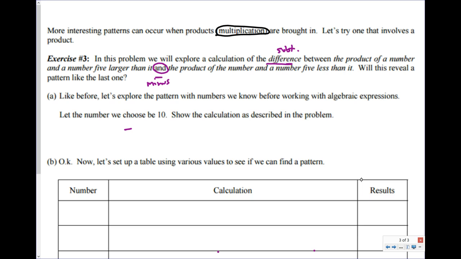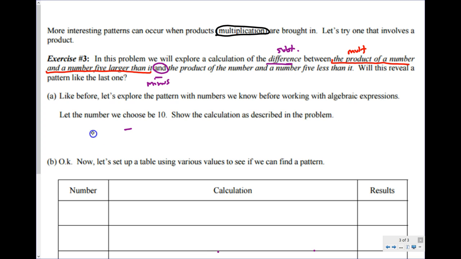And I'm going to use red for the first one. So let's focus on the first one. The product of a number and a number 5 larger than it. So product means multiply. So we're going to multiply the number. So n, is that what they want us to do? No, 10. So I want to start with 10. So here's 10 times a number 5 larger than it. So a number 5 larger than it, well, what's a number 5 larger than 10? 15. Right? That's a number 5 larger than it.